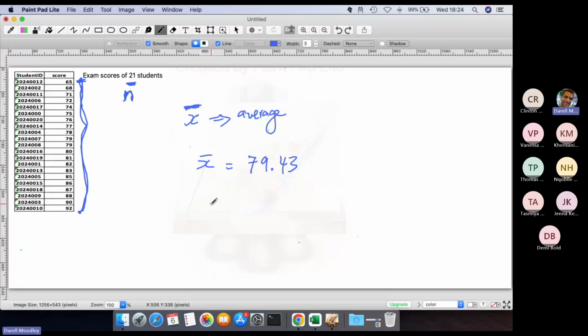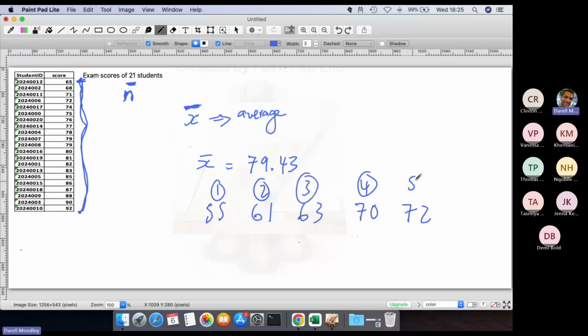Let's say you had a class of just 5 people, and the first student scored 55. The next student, highest number, was 61. Then it was 63. Okay. Then it was 70 and 72. Okay, so there's 5 students, student number 1, student number 2, student number 3, 4, and 5.